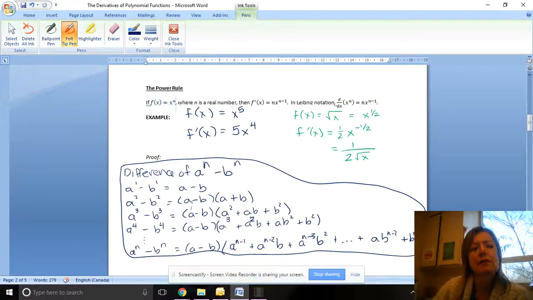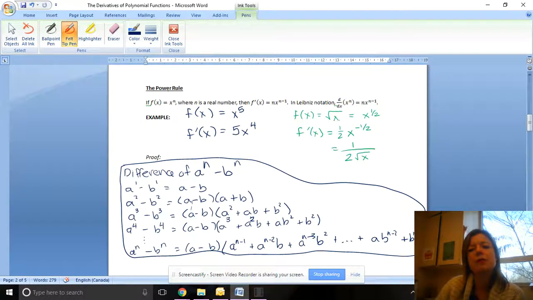So if you have x to the power n, where n is a real number, then the derivative is you just take n down and make n a coefficient and reduce the exponent by 1. Okay, and then this is the Leibniz notation. So for example, if you have x to the power 5, the derivative is 5x to the power 4.